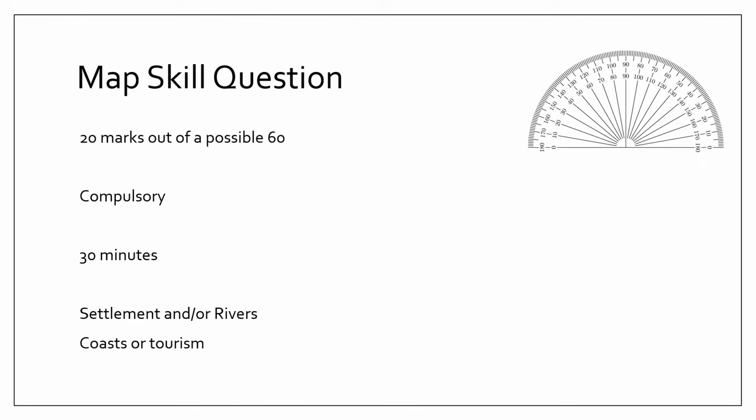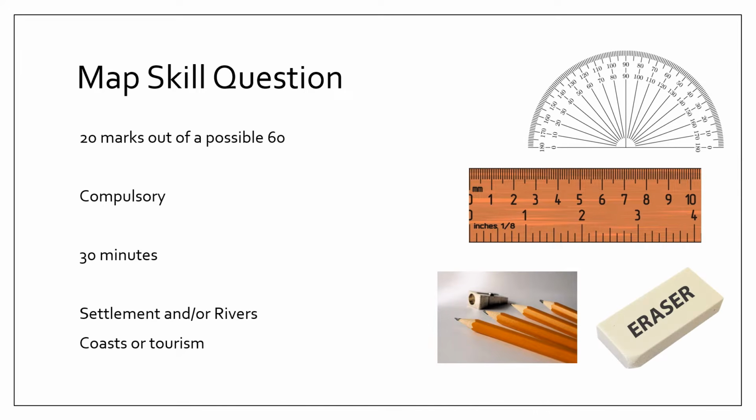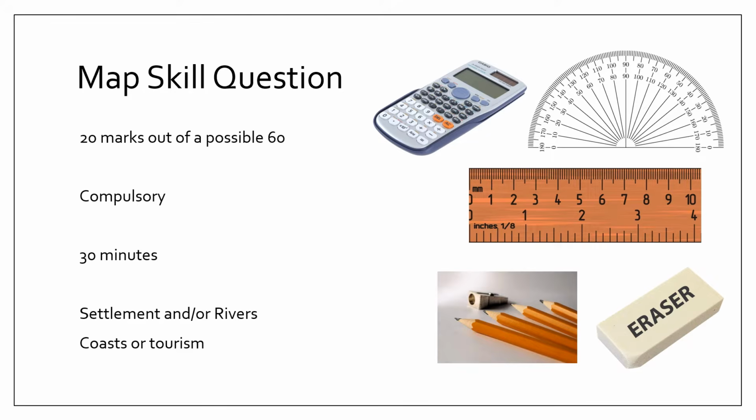The equipment you're allowed to have is a protractor. I would recommend getting a 360 protractor, a ruler, some pencils, a rubber and a calculator. So make sure before you go into the exam you have all of this equipment, and before you continue with this video, make sure you have the equipment out on your desk.